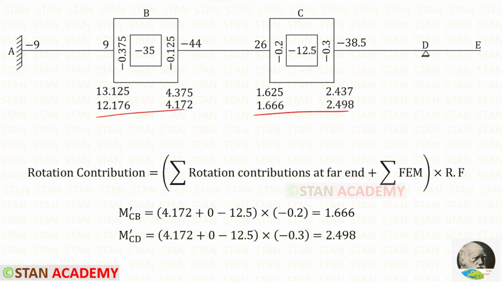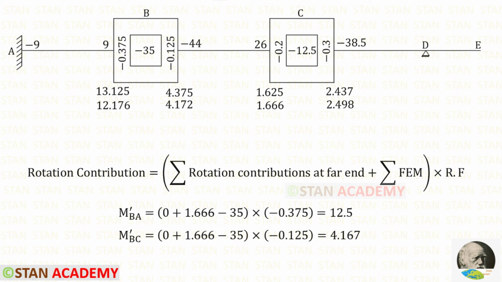Let us start the third iteration. Let us find M dash BA and M dash BC. We know that the rotation contribution in the point A is 0. The latest rotation contribution in the point C is 1.666. Then let us enter the summation of fixed end moment. Then let us apply the rotation factors. After the calculation, we will get M dash BA and M dash BC. Let us enter both of them.